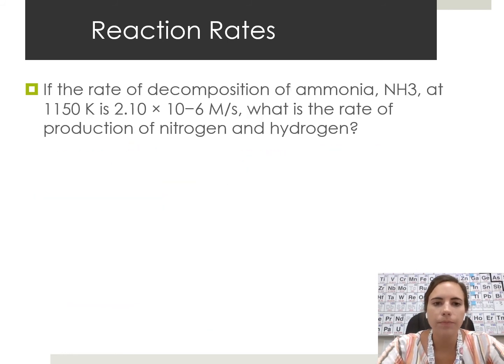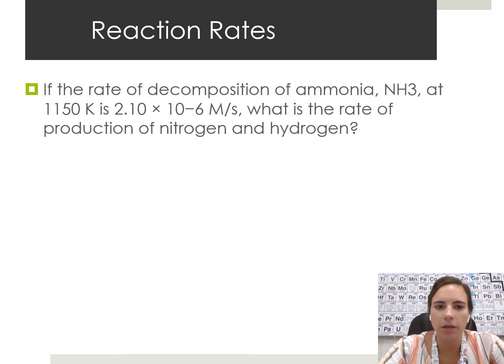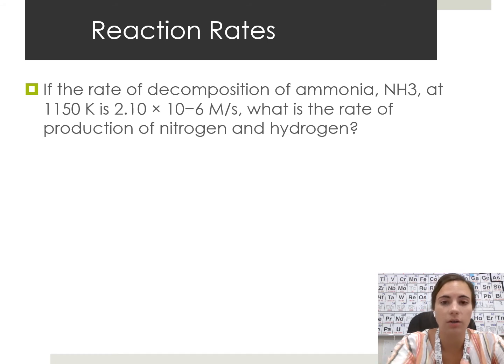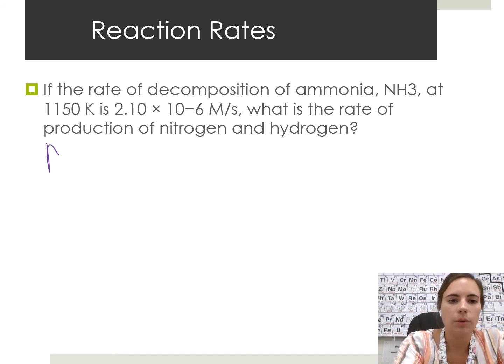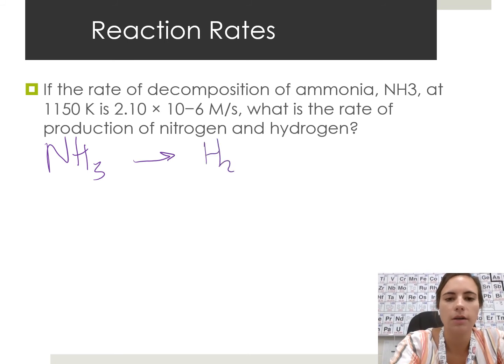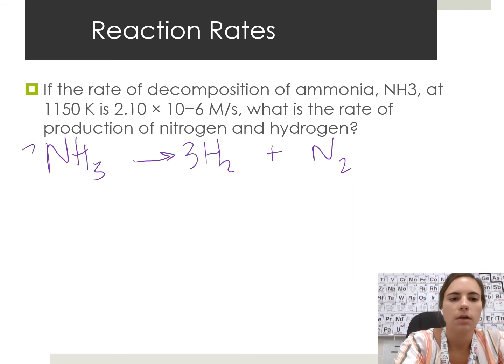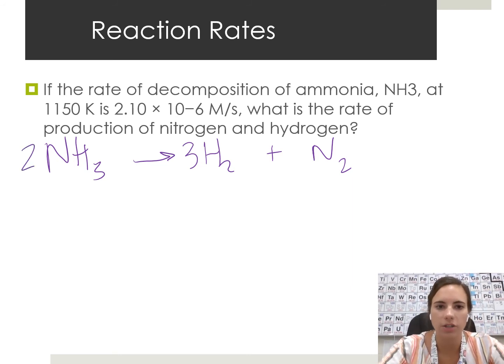One more example. If the rate of decomposition of ammonia at 1,150 K is 2.1 times 10 to the negative 6 molarity per second, what is the rate of production of nitrogen and hydrogen? So this time we weren't given our equation, so we have to make sure we write our balanced equation first. So decomposition of ammonia into hydrogen and nitrogen. Okay, so now I have my balanced equation.